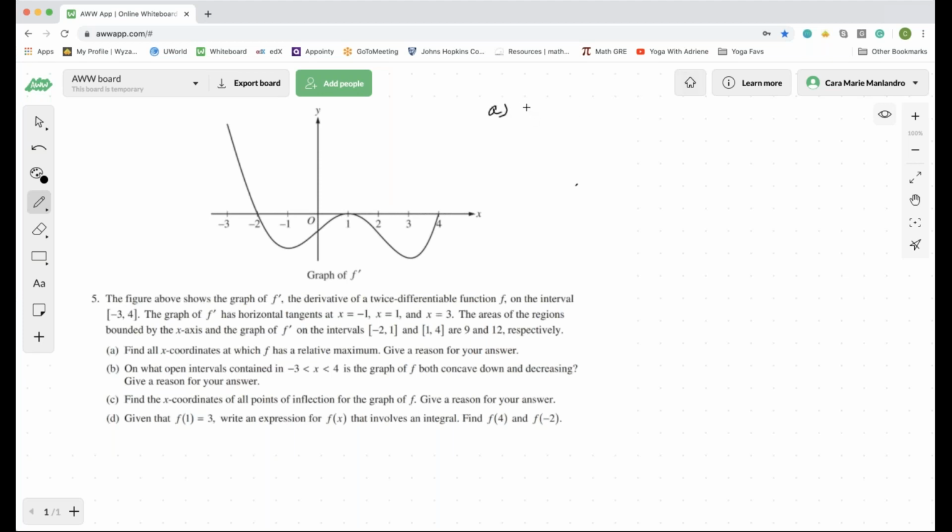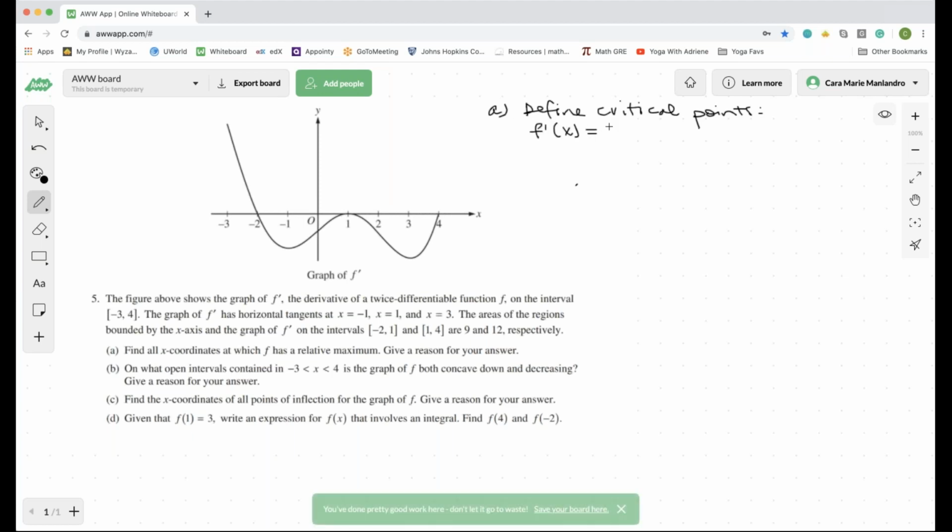So part A, let's define our critical points. Critical points are where f prime of x is equal to 0. So our f prime of x is equal to 0 at x equals -2, 1, and 4. Does everybody agree?